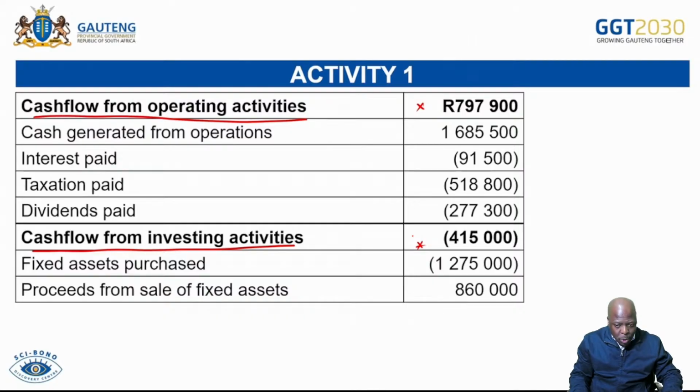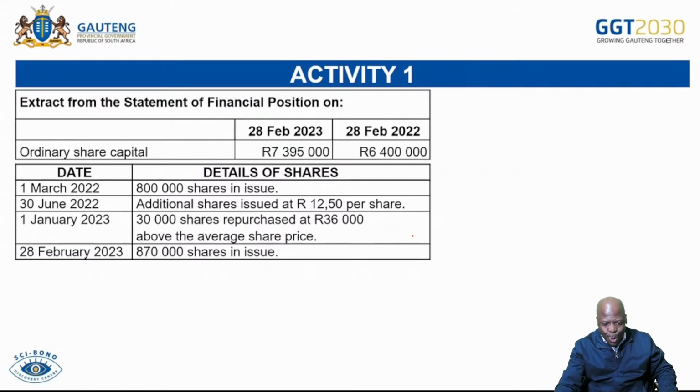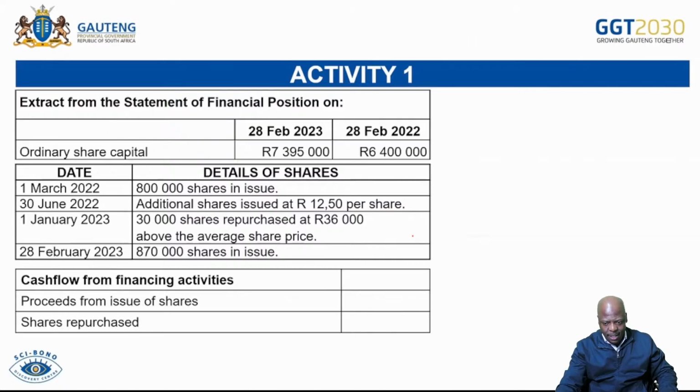Okay, so we're going to go to the last part of the cash flow statement now, which has to do with financing activities. And I have indicated when I did the format with you that there are 2 different types of finance that a company can get. Own finance through shares, borrowed finance through loans. Own finance, issuing shares. Borrowed finance through the acquisition of loans.